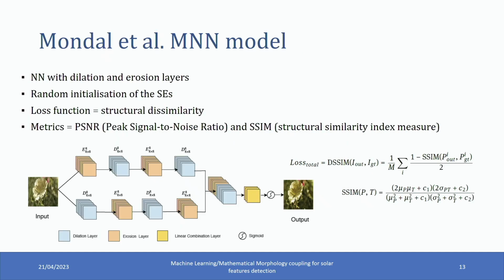So the neural network is implemented with dilation and erosion layers, and they randomly initialize the structuring elements. Then they define a loss function, so they use the structural dissimilarity as a loss function, and then they learn the structuring elements by a backpropagation algorithm. And as metrics, they have used the peak signal to noise ratio and the structural similarity index measure. So here we can see the architecture of the neural network. We can see two paths. On the top, we have an opening path because we have erosion layers followed by dilation layers. And at the bottom, we have a closing path, because it's dilation layers followed by erosion layers.